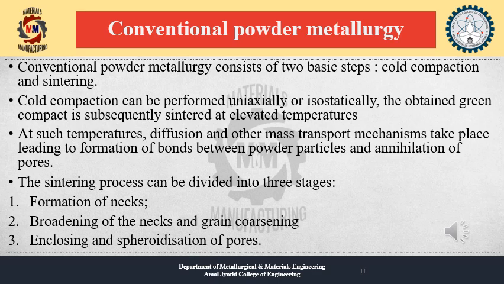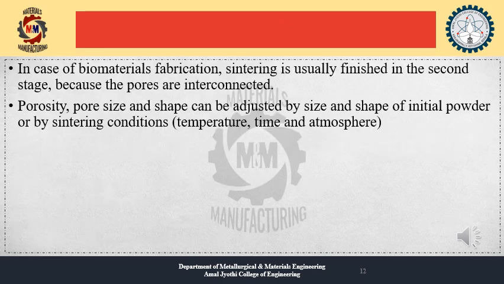As the temperature rises, diffusion and other mass transport mechanisms take place, leading to the formation of bonds between powder particles and annihilation of pores. The sintering process can be divided into three stages: formation of necks, broadening of necks, and grain coarsening, then the enclosing and spheroidization of pores. In the case of biomaterial fabrication, sintering is usually finished in the second stage because the pores are interconnected. Porosity, pore size, and shape can be adjusted by the size and shape of the initial powder or by sintering conditions, that is temperature, time, and atmosphere.